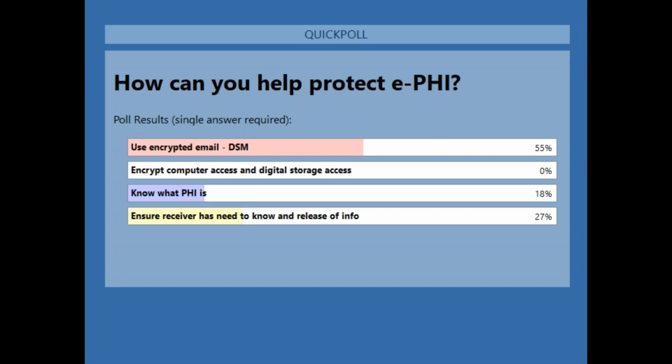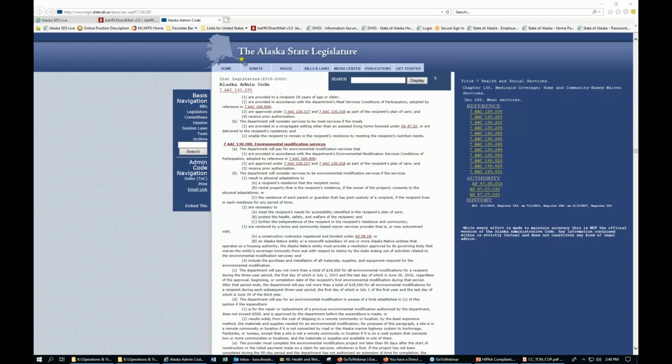Using encrypted email, DSM. Encrypting computer access and digital storage access, like you can get your little thumb drive that has a code on it. You can put a code on it so nobody could steal it and open it. You have to know what PHI is, and you have to ensure the receiver has a need to know and release of info. Those are all good. I like the one that you picked as the most important because, of course, that's what we're here today talking about.